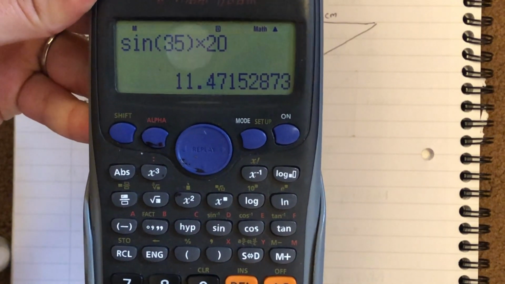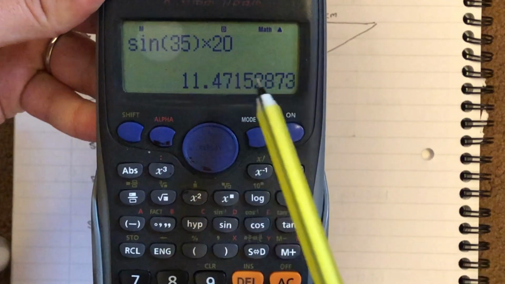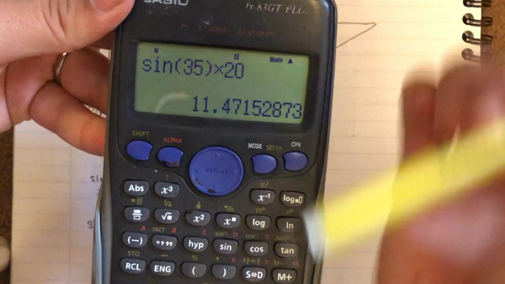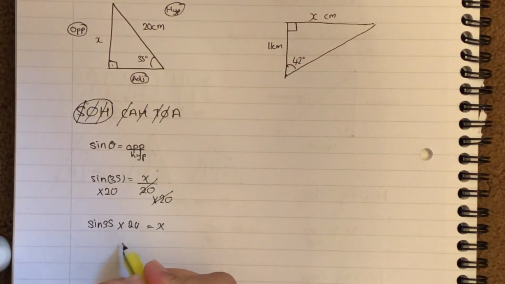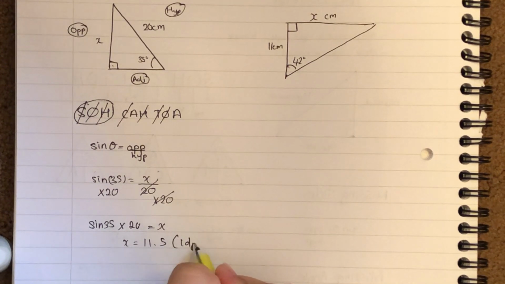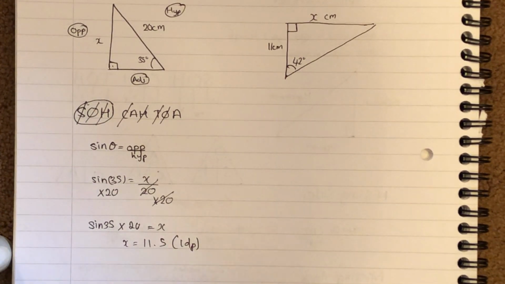and I get 11.471. Now if I want to give my answer to 1 decimal place, I'll cut it off after 1 decimal. The number after 1 decimal is bigger than 5, so it will round up and it will be 11.5. So x will be equal to 11.5 to 1 decimal place. Okay, let's practice another question.